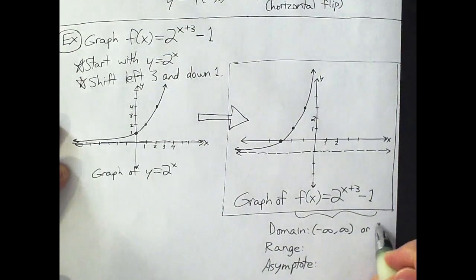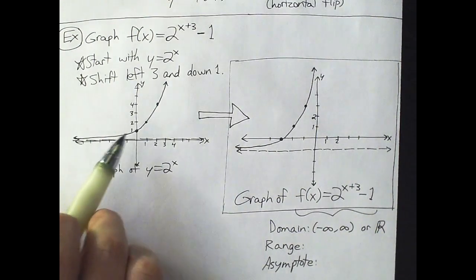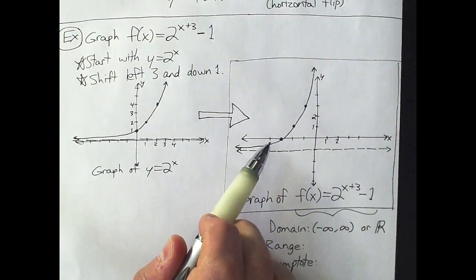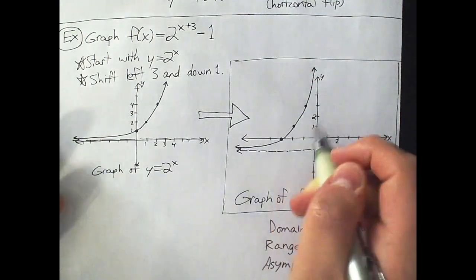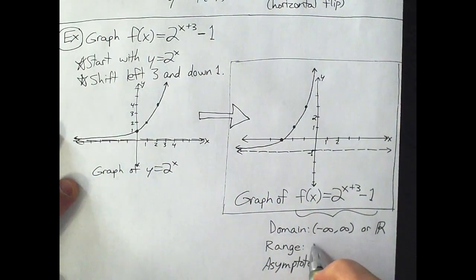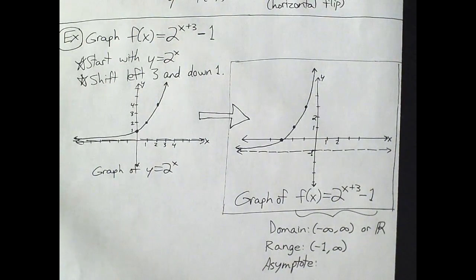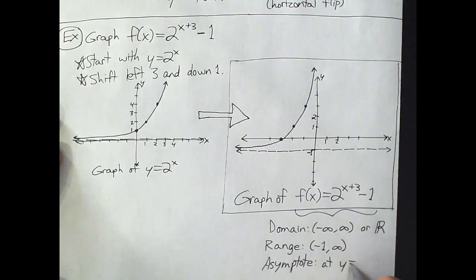Or you could use the fancy-looking R for all real numbers. But the range has changed. When everything got shifted down, instead of having the range of 0 to infinity, we now have some points that go lower than 0. They almost get as low as the asymptote. They almost get as low as -1. So the range is going to now be -1 to infinity with curved parentheses. And the asymptote is now at y = -1, 1 unit lower than where it started.